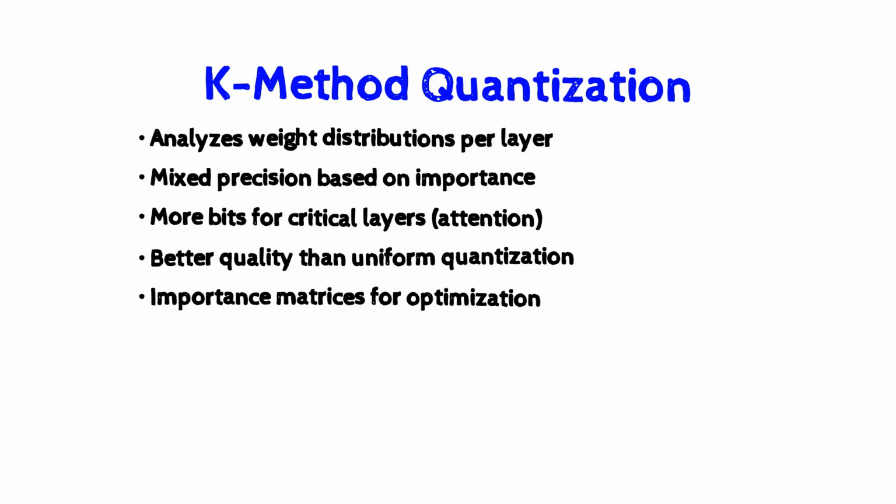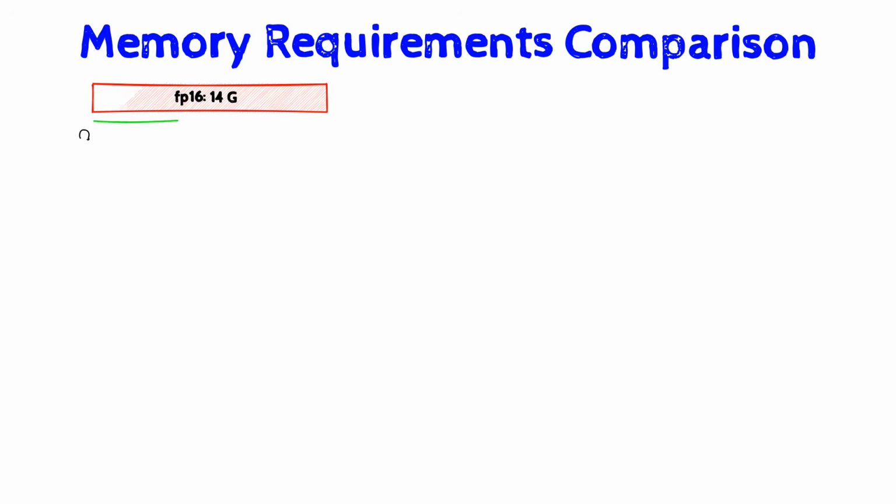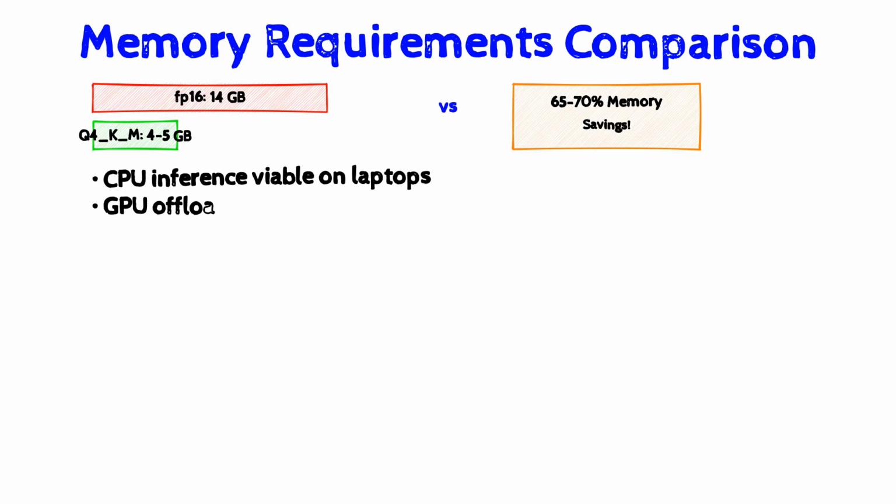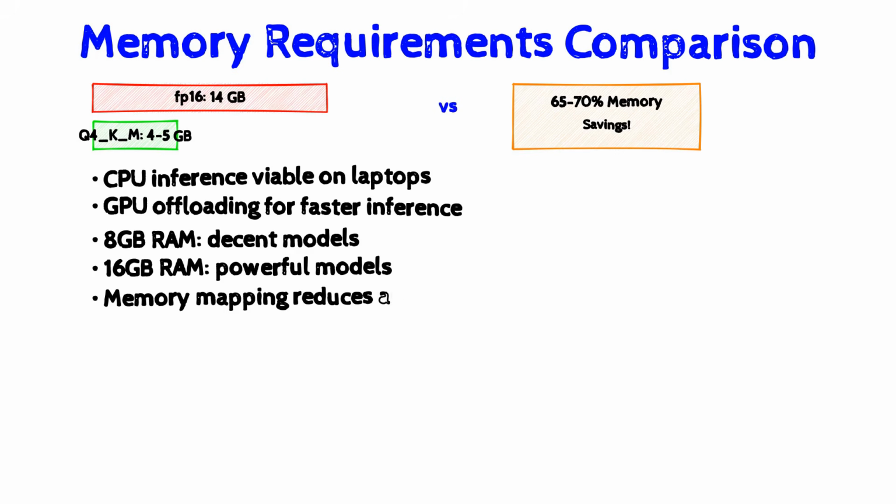GGUF dramatically reduces memory requirements, making local AI accessible. A 7 billion parameter model that might need 14 GB in FP16 can run in just 4 to 5 GB with Q4_K_M quantization. This makes CPU inference viable, allowing models to run on laptops without dedicated GPUs. When a GPU is available, GGUF can also leverage it for even faster inference through layer offloading. You can run decent models on 8GB RAM systems, and powerful models on 16GB systems, which are common configurations. Memory mapping allows loading only the parts of the model needed for current tokens, further reducing actual RAM usage.